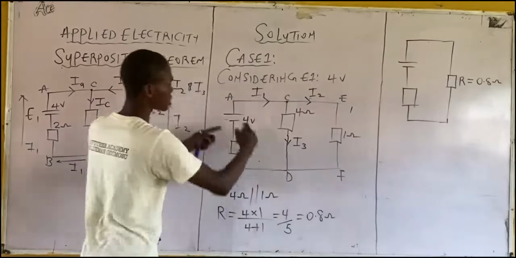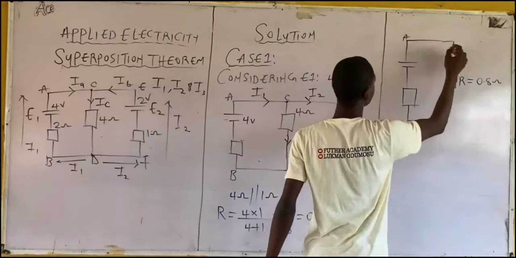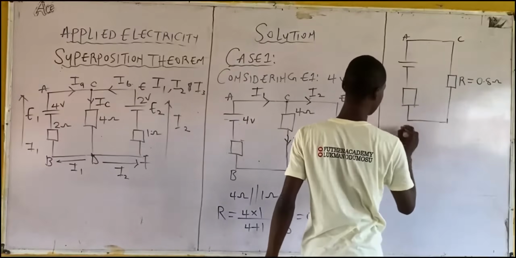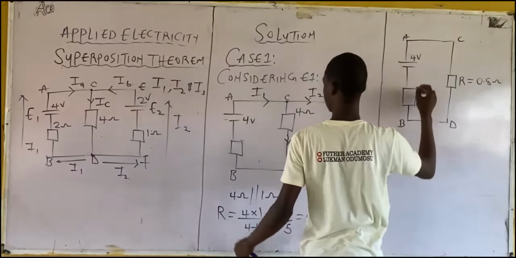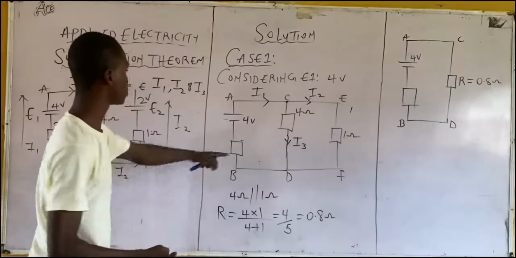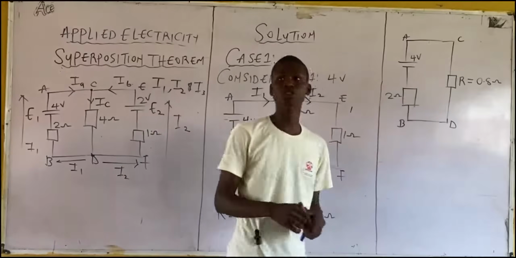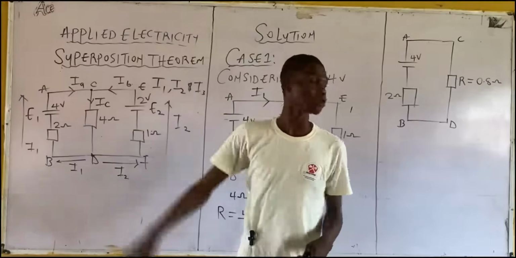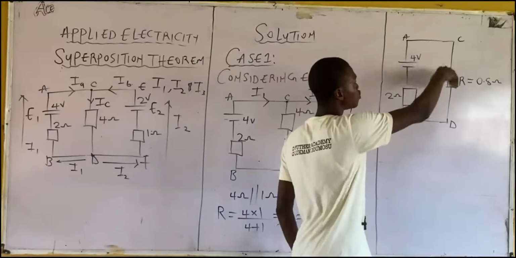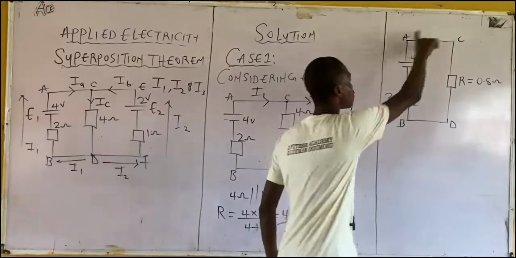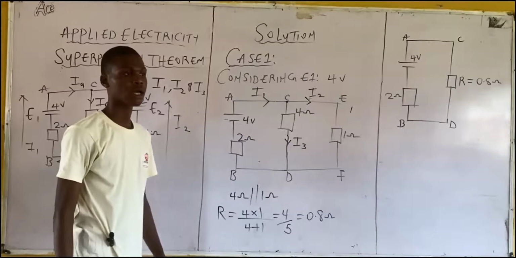I want you to look at this circuit diagram. What will be the value of current? What will be the current? This is B, this is D, this is 4 volts, and this is, what's the value here? This is 2 ohms. This is also 2 ohms. Now I want you to look at this circuit diagram. What will the current I'm going to indicate here? What's the current flowing through this circuit from this analysis? Look at it very well.